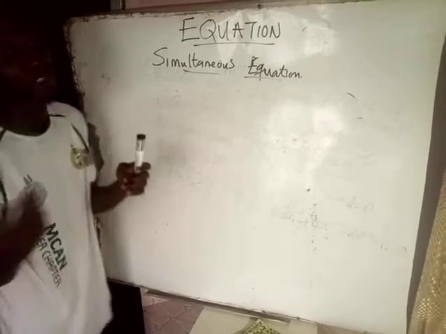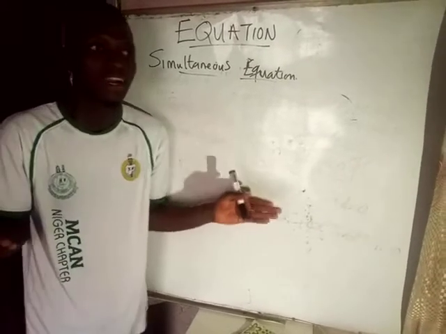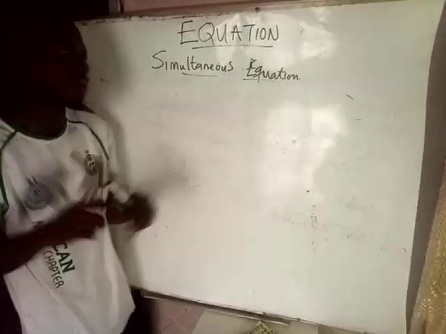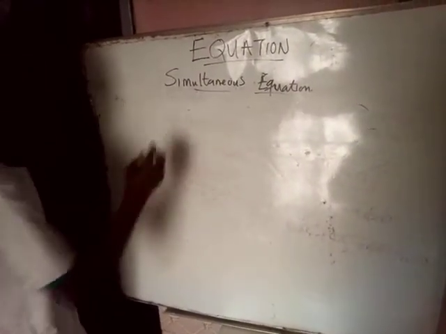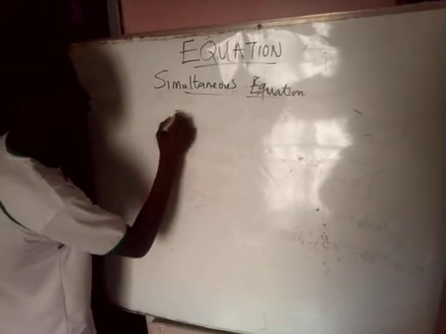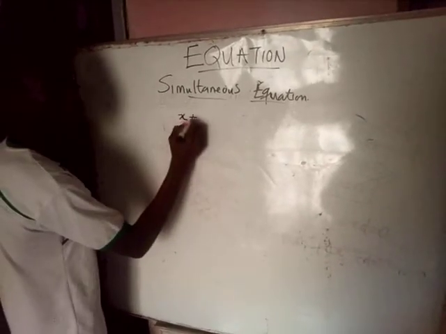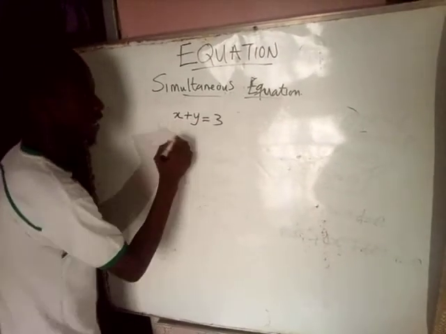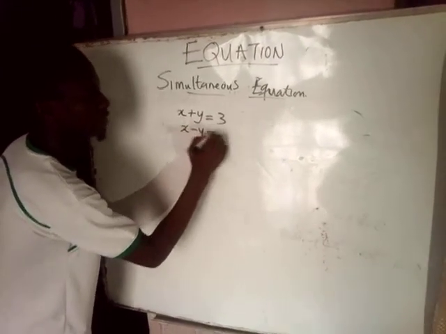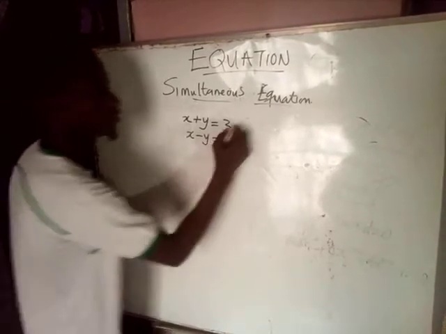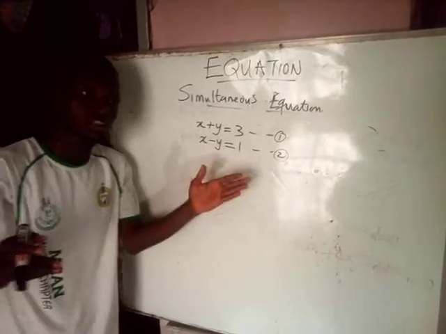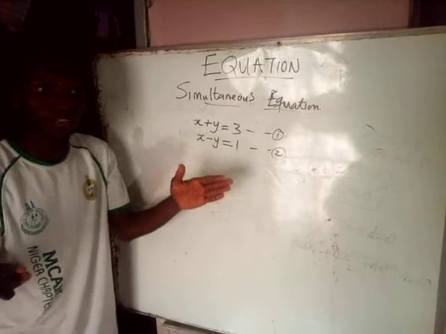Simultaneous equations can involve quadratic and linear, and can involve linear and linear. But for today, we'll be doing linear and linear. Example of simultaneous equation: when you have x plus y is equals to 3, and x minus y equals to 1. This is equation 1 and equation 2.